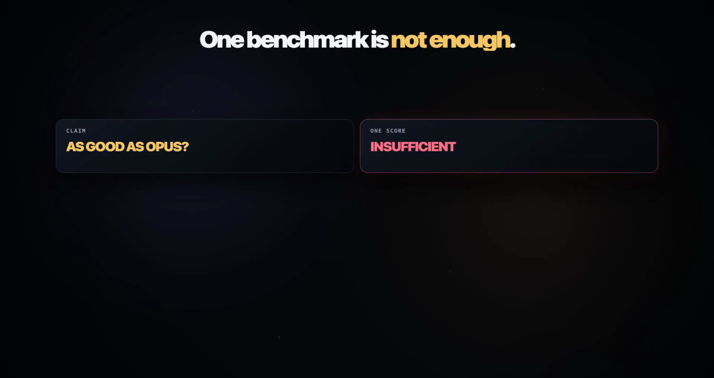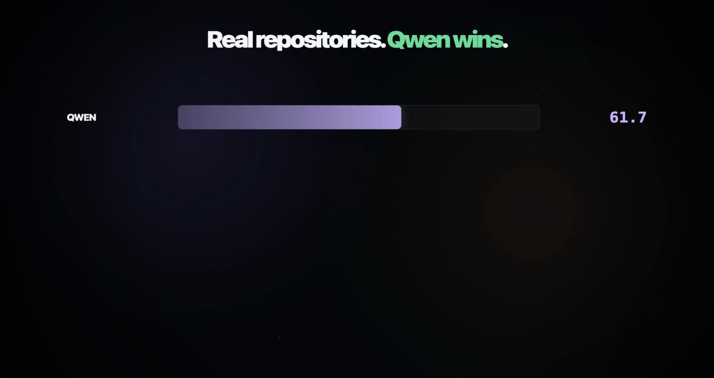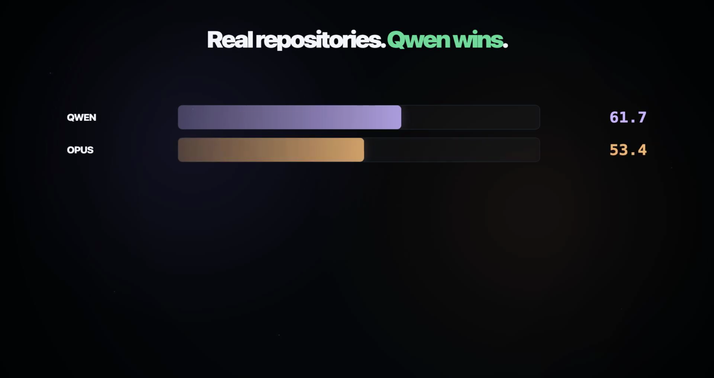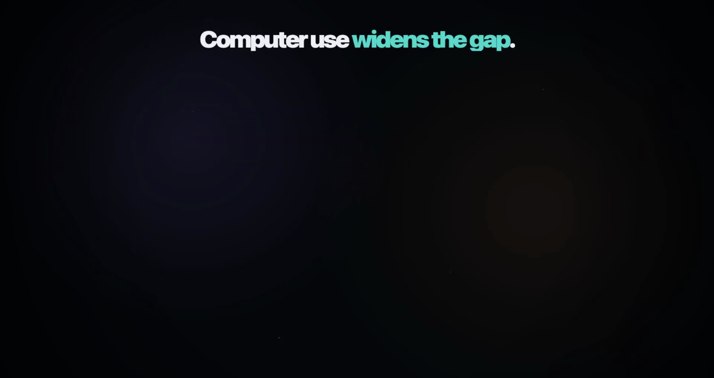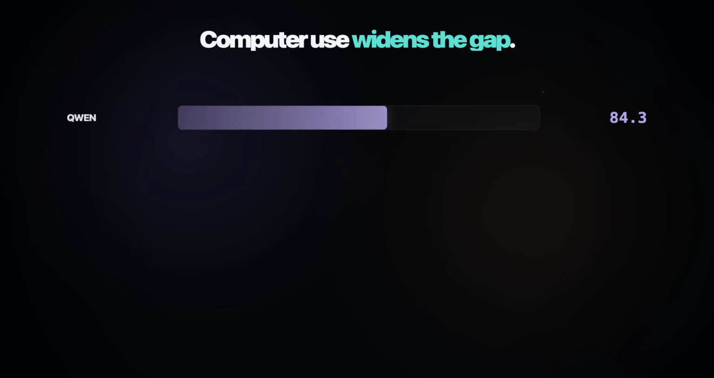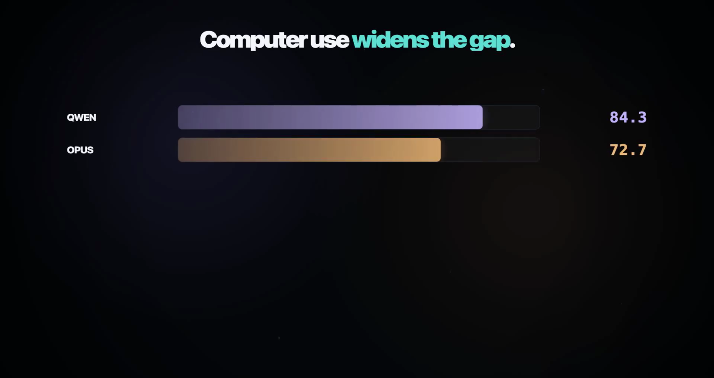But before we talk about hardware, we need to answer the obvious question. Is it actually as good as Opus? Because one benchmark is not enough. Let's look at the strange shape of Qwen's benchmark table. SWE-bench Pro is probably the number getting the most attention. It tests software engineering on real repositories. Qwen 3.8 27B scores 61.7. Opus 4.6 Max scores 53.4. Qwen wins. Then there is OSWorld verified. This tests whether an AI can actually operate a computer. Qwen scores 80.3. Opus scores 72.7.